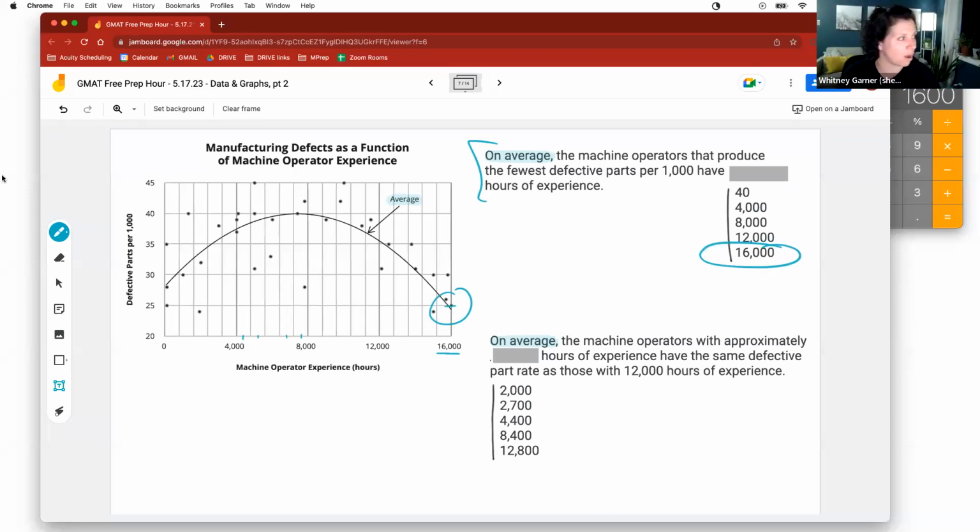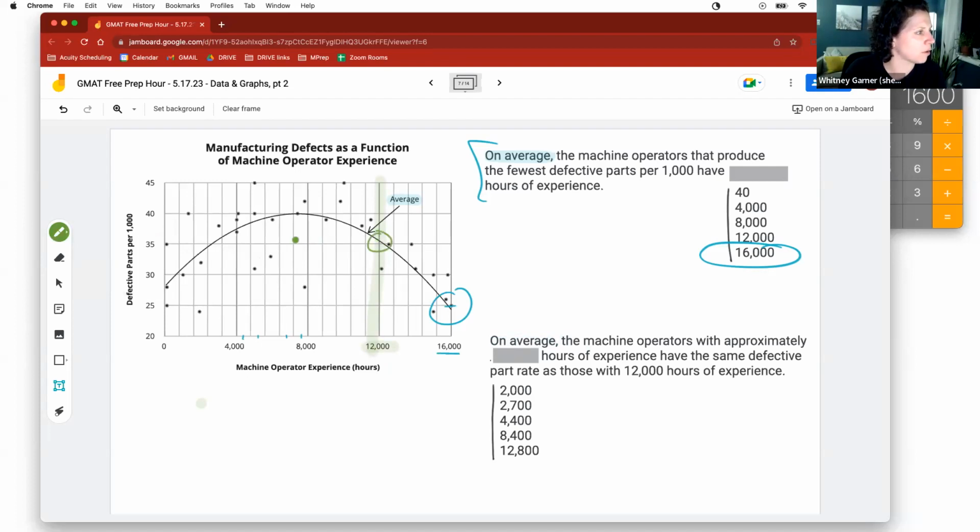For the second one, it says on average, so we'll actually do this in a slightly different color. This time we'll do green. So on average, the machine operators with approximately some number of hours of experience have the same defective part rate as those with 12,000 hours. Okay, so that's going to be these people.